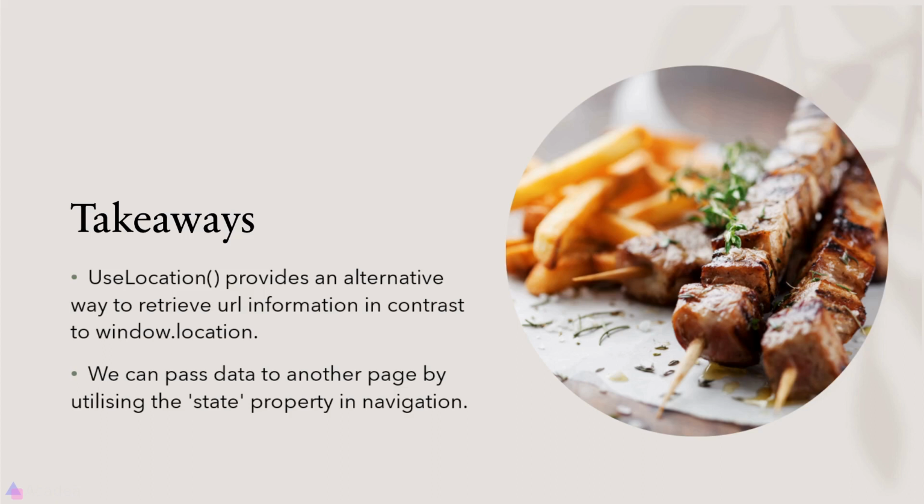Key takeaways for this lesson: the useLocation hook provides us an alternative way to retrieve URL information in contrast to using the location module in the window object. We can pass data to another page by utilizing the state property in navigation. We can do that by passing in another argument in the navigate hook function.